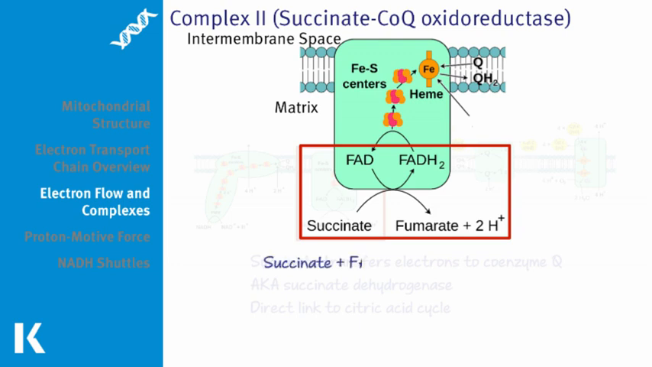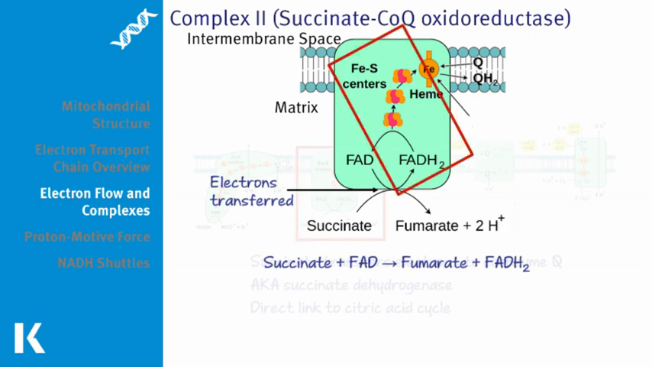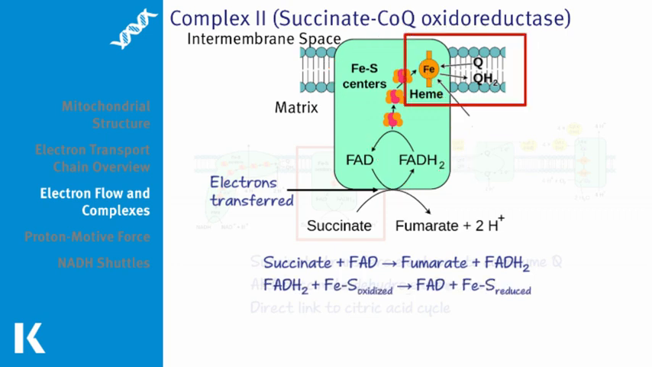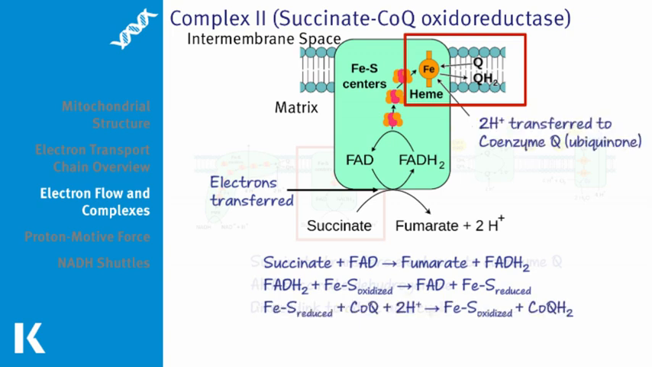Succinate's electrons will be coupled to the reduction of FAD to FADH2 and then transferred to another cluster of iron and sulfur atoms. Just as we saw in complex 1, the iron-sulfur centers hold onto these electrons only transiently, before giving them to another molecule of coenzyme Q, which is the final electron acceptor for complex 2 as well.